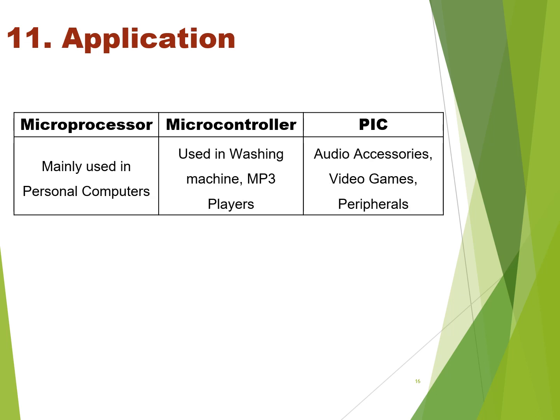Lastly, discussing the applications of microprocessor, microcontroller and PIC, where they are used. The microprocessor is mainly used in personal computers because it is a general purpose system. Microcontrollers find application in washing machines and MP3 players, that is mostly in consumer electronics, where they play a vital role. The PIC microcontroller finds application in audio accessories, video games and peripherals.